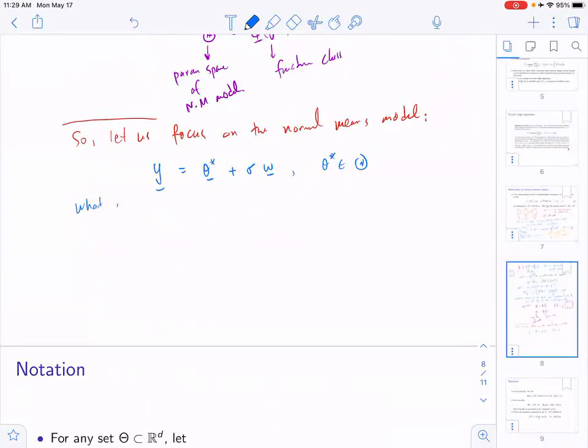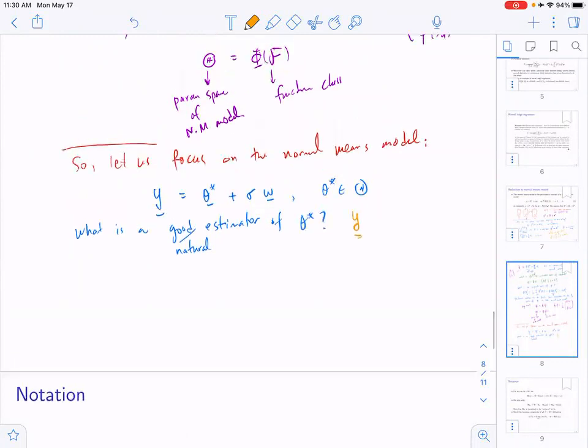So what is a good, natural estimator of theta star here? So let's see if you guys can now participate so that I know that you're there. What is a good estimator here? Is it just y_i? Yeah, just theta star_i is y, or theta star is y. So that's a good estimator without any constraints.